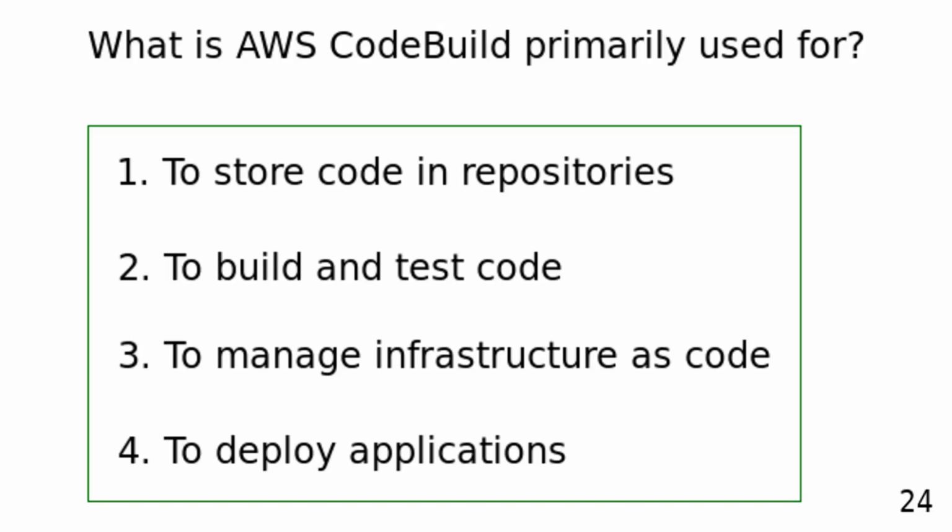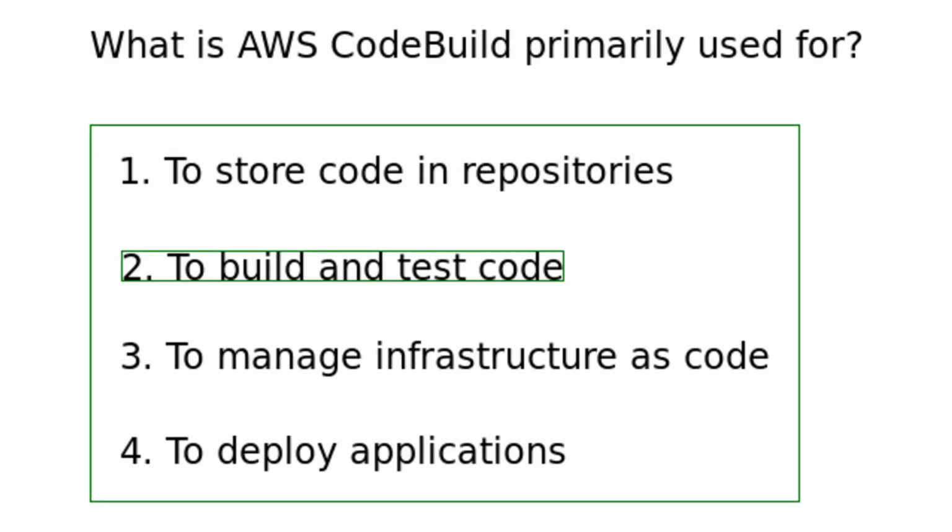What is AWS CodeBuild primarily used for? To store code in repositories. To build and test code. To manage infrastructure as code. To deploy applications. AWS CodeBuild is a fully managed build service that compiles source code, runs tests, and produces software packages.